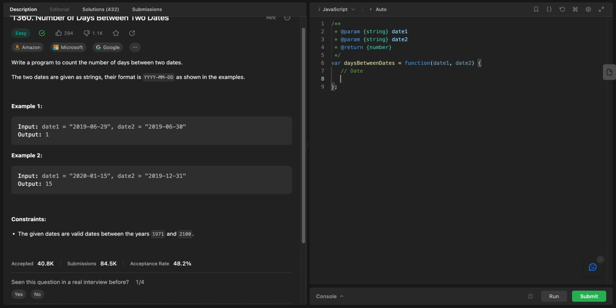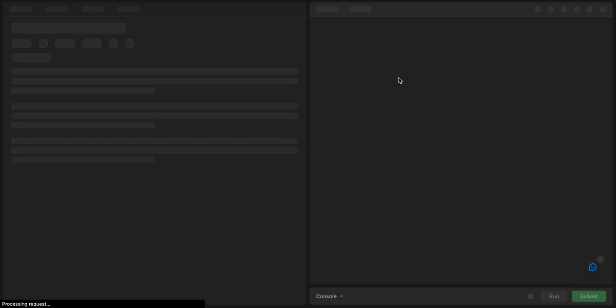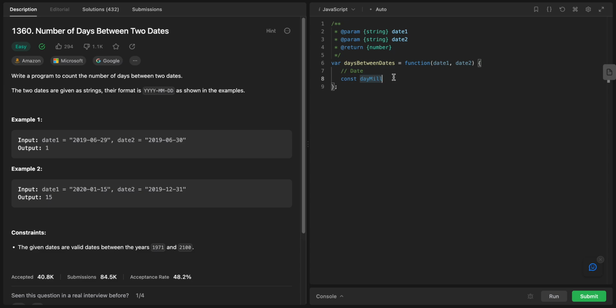First of all, I just want to get the day in milliseconds. So const day in milliseconds equals 24 multiplied by 60 multiplied by 60 again and multiplied by 1000. After that I'll take date one and date two. Date one will be new Date of date one, and date two will be new Date of date two.